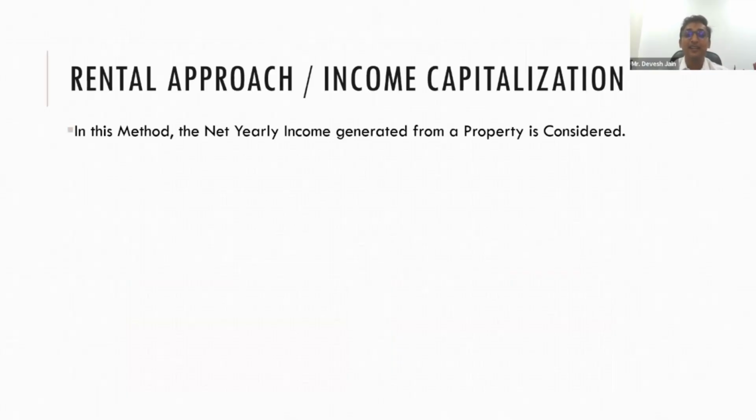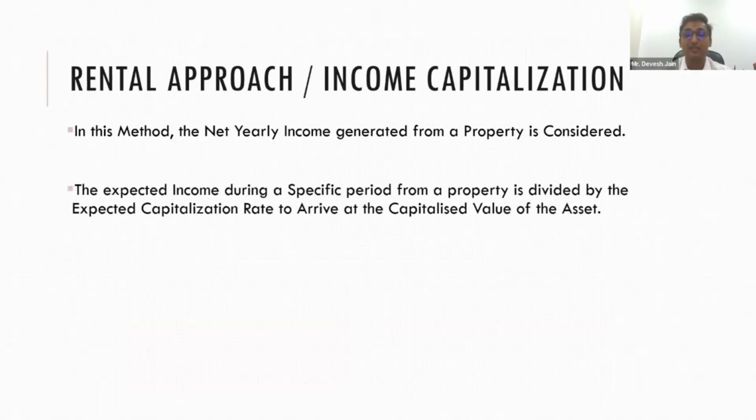In this method, the net yearly income which is generated from the property is considered. So what are the economic benefits, or what is the net yearly income that the property generates for us? That income is first considered. The expected income during a specific period for the property is divided by the expected capitalization rate. We all know the concept of year's purchase, right? Year's purchase is the purchasing power of the buyer who takes the property, and that rate is used to find out the market value of the property.